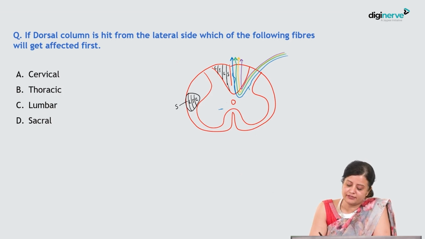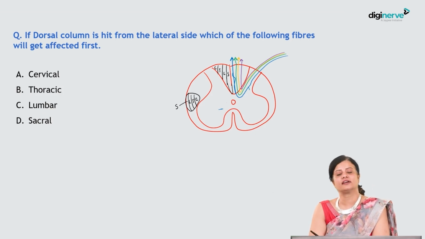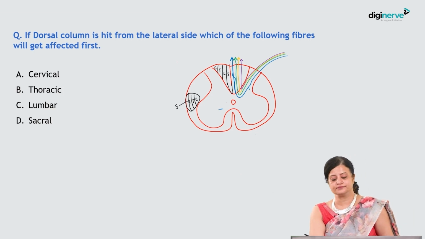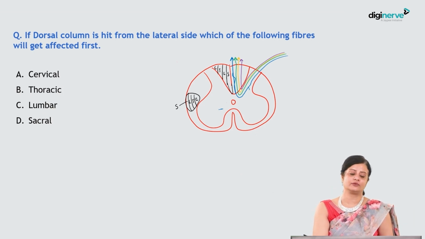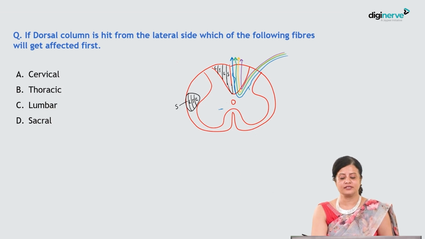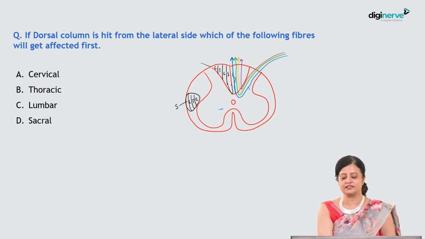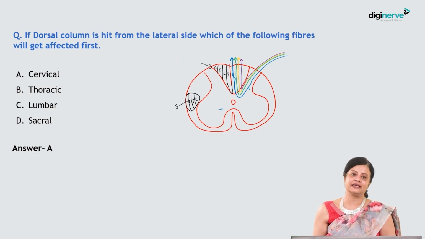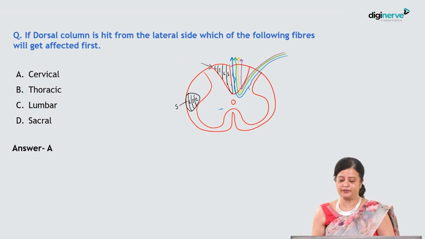So the sacral fibers are most medial in the dorsal column and the cervical fibers are most lateral. Answering our question: if the dorsal column is hit from the lateral side, from here, which of the following fibers will get affected first? You now know the answer. The answer here is A, that is the cervical fibers.